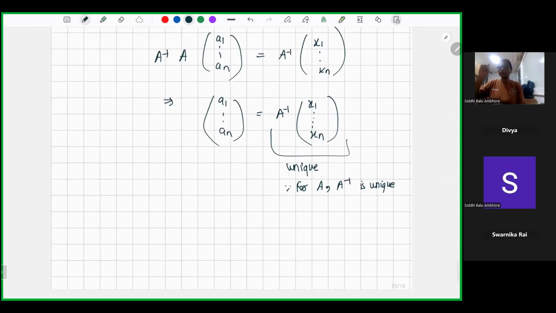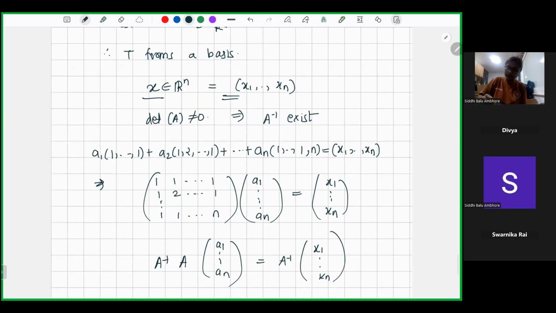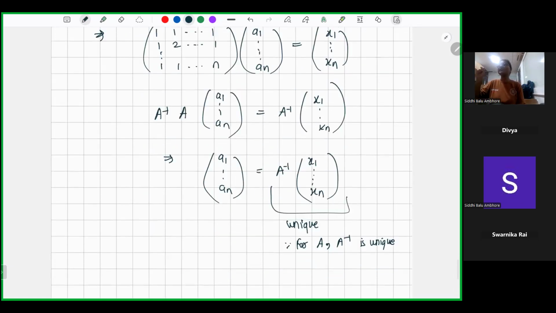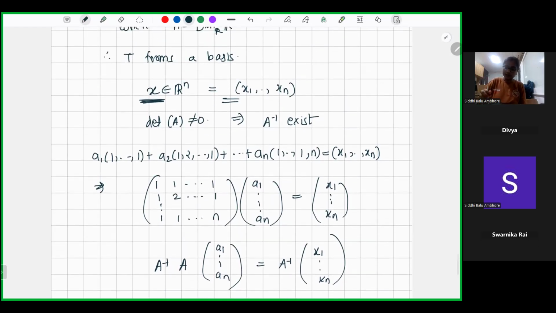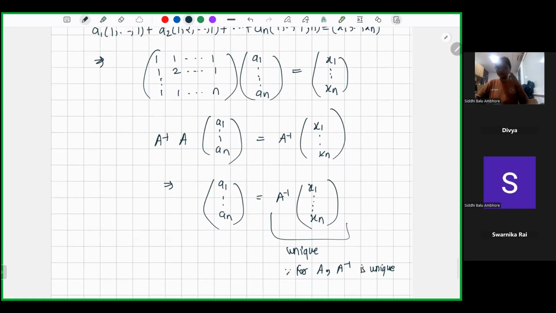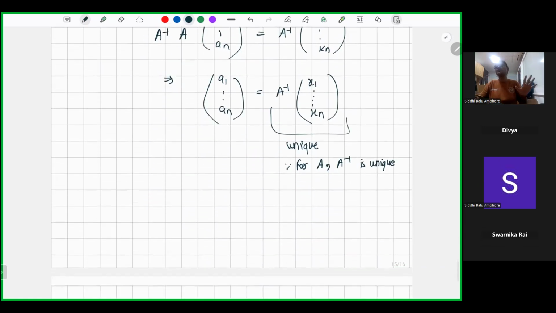Okay, and so this a1 to an, whatever we get for this particular x which we chose from Rn, is unique, and that is my unique expression of this element x in terms of this basis. I'm just writing this. I hope you understand what I'm trying to point out here. This is a unique expression.